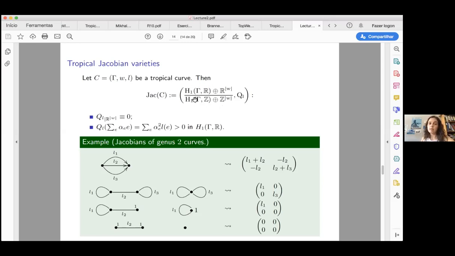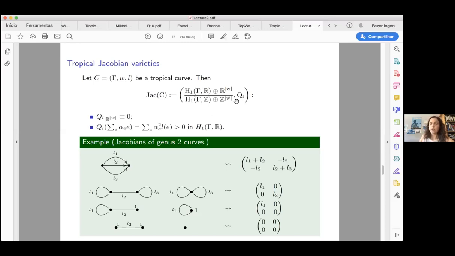So exercise, this is an easy exercise: show that this is a real torus of dimension g if the genus of C is g. So show, if you're annoyed with the talk, that if you have a tropical curve with genus g, this is a real torus of dimension g.